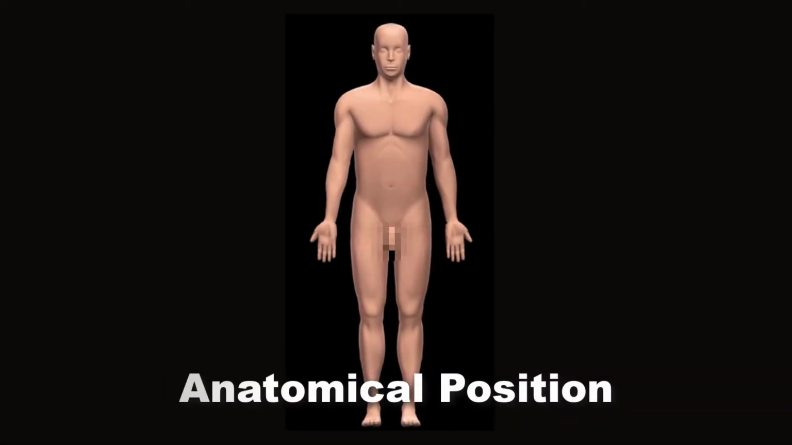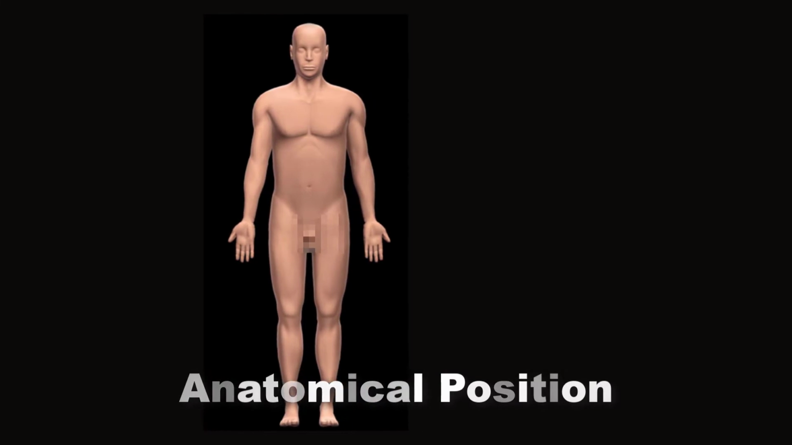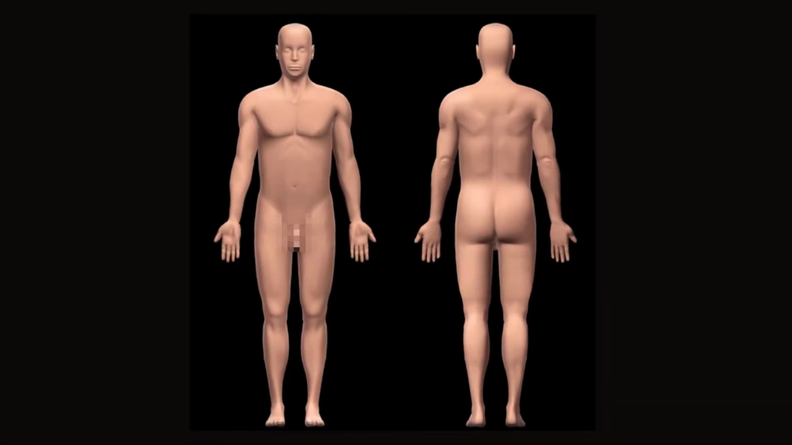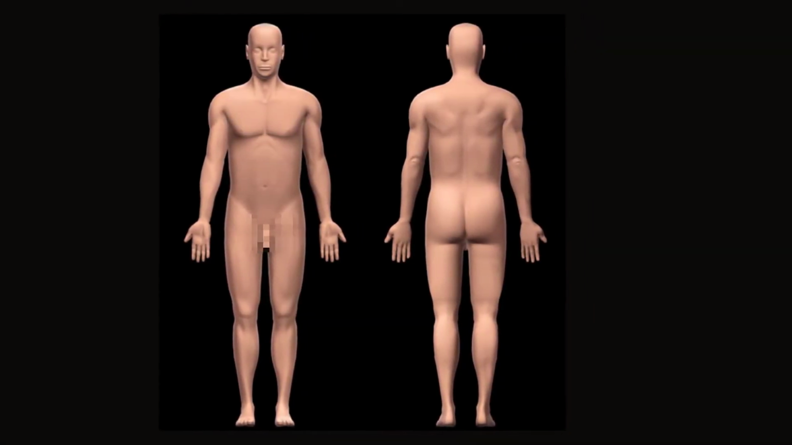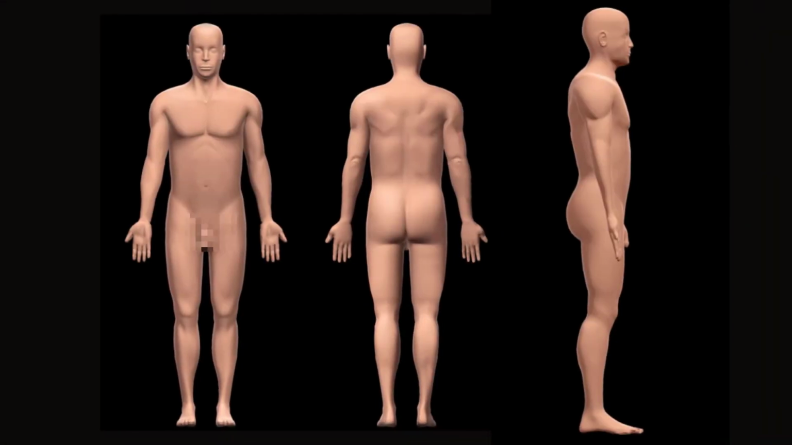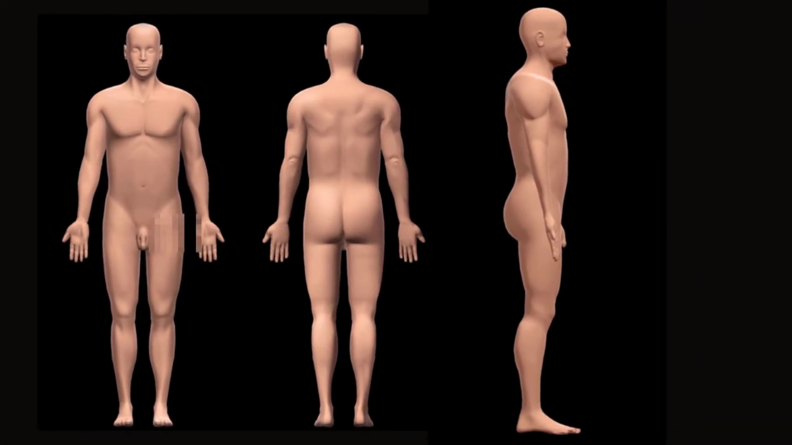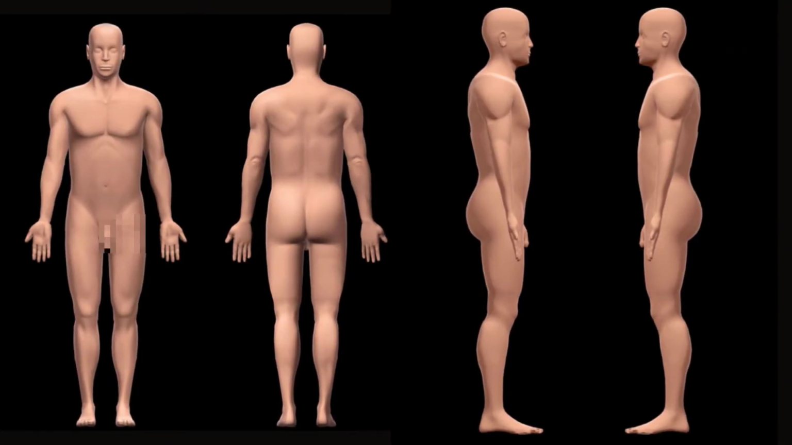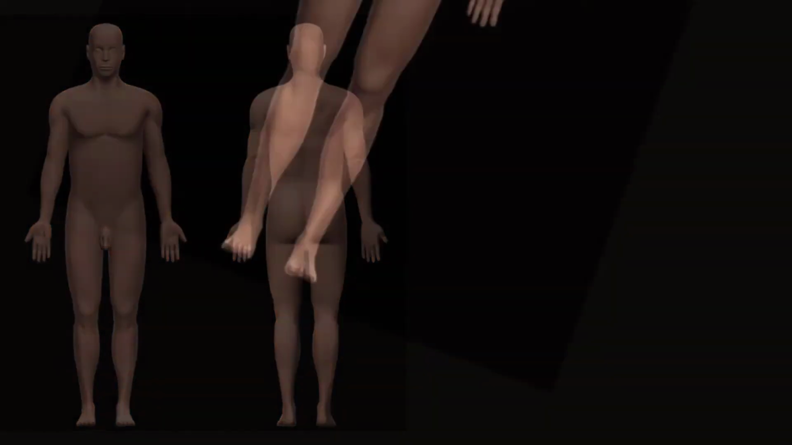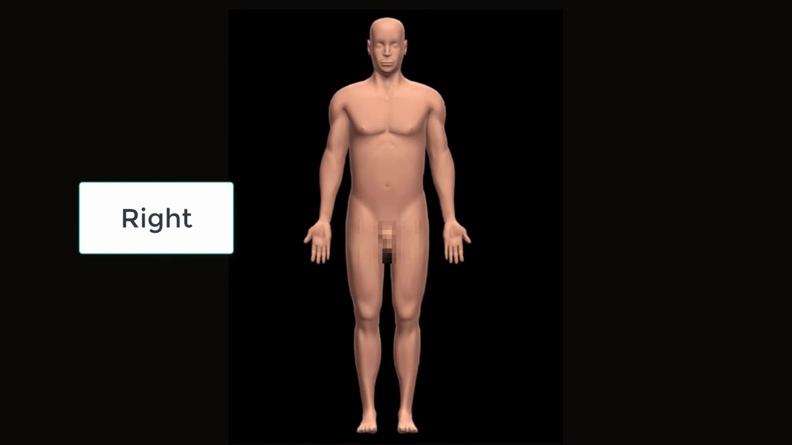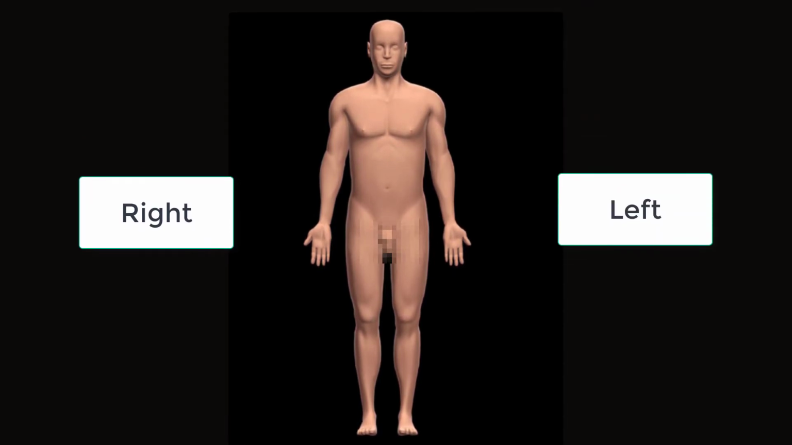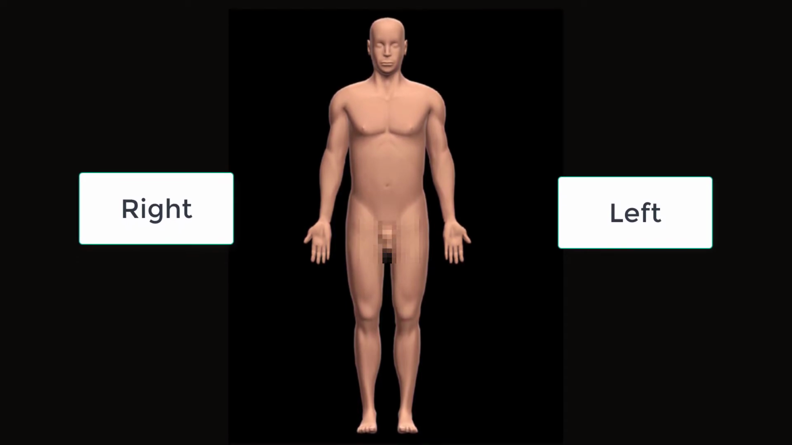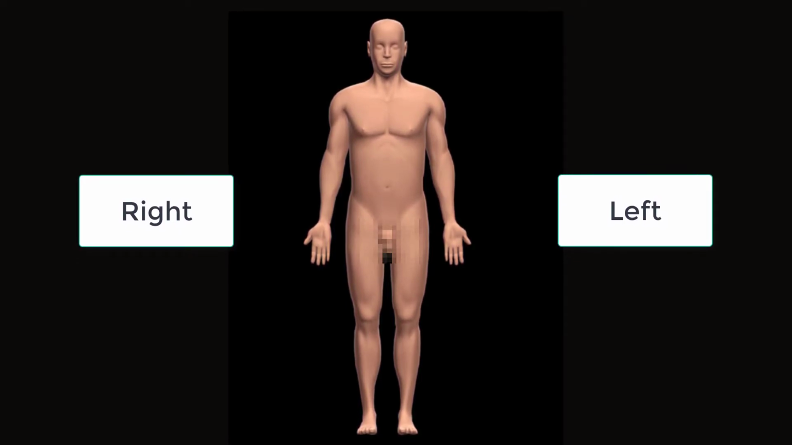This reference point is referred to as the anatomical position. In this position, a person stands erect with feet flat on the ground, toes pointing forward, and eyes facing forward. The palms face anteriorly towards the front of the body, with the thumbs pointed away from the body or laterally. Additionally, the terms right and left always refer to the sides belonging to the person or cadaver being viewed, not the right and left sides of the viewer.